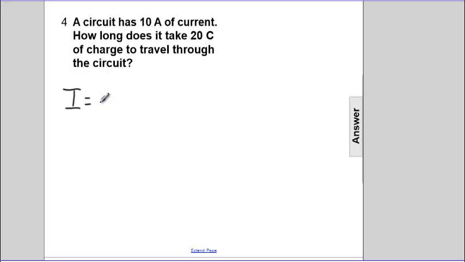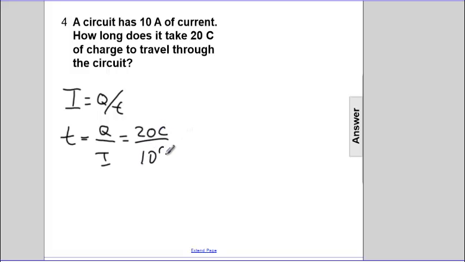Again, I is Q divided by T. T will be Q divided by I. So the amount of charge, 20 coulombs, divided by the current, 10 coulombs per second, is 2 seconds.